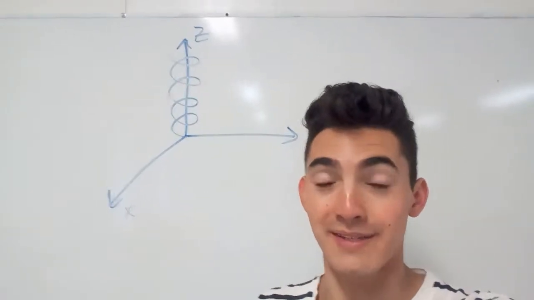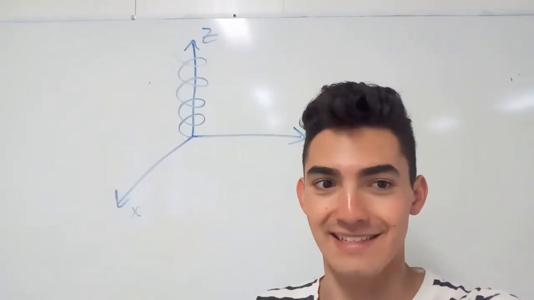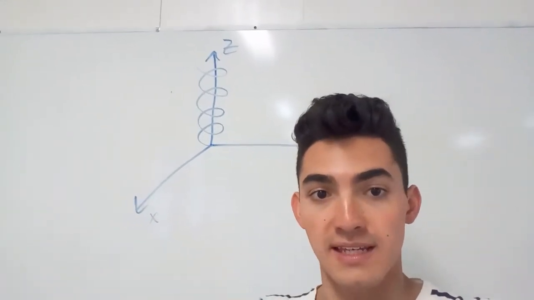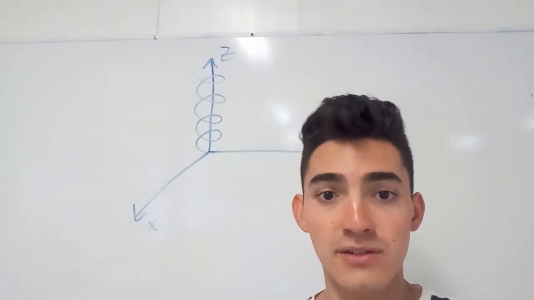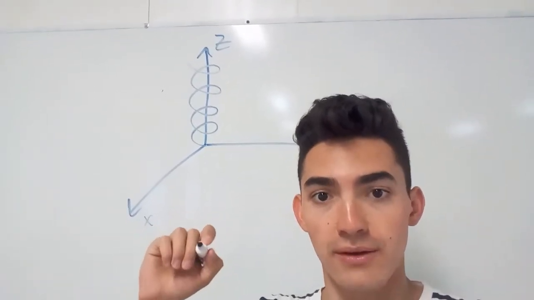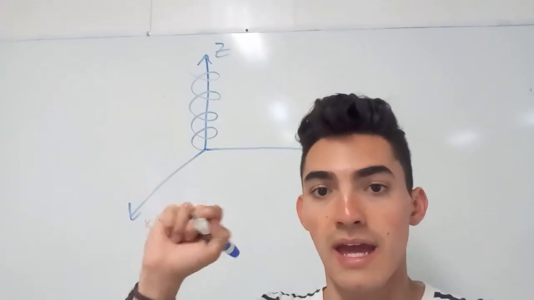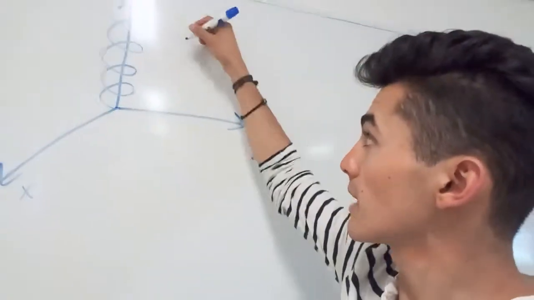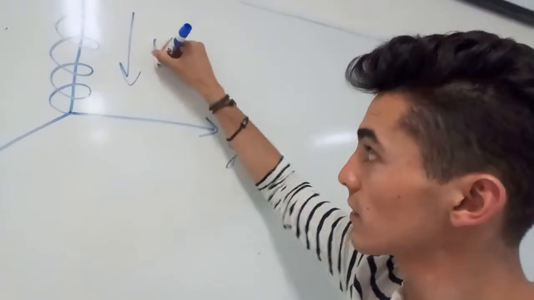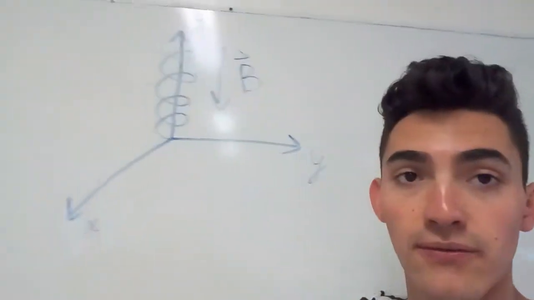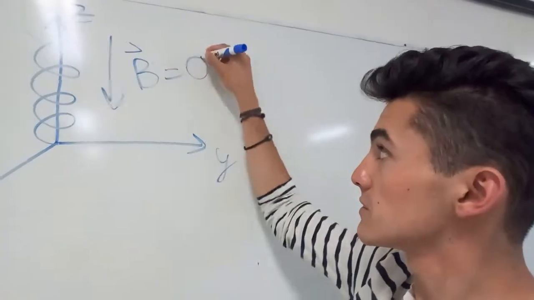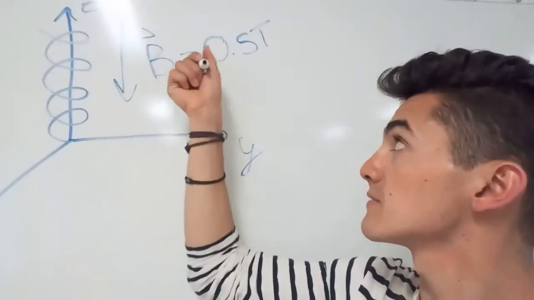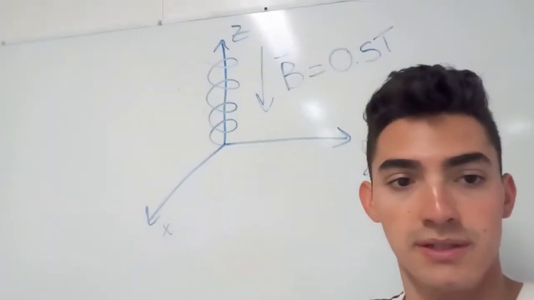I'm going to solve quiz 2 of unit 8 that says like this. A proton moving with velocity v equal to 1 times 10 to the 6 meters per second enters a region with a magnetic field B vector equal to minus 0.5 T. So here we will have our magnetic field B equal to 0.5 T, and it's minus because it's going downwards.